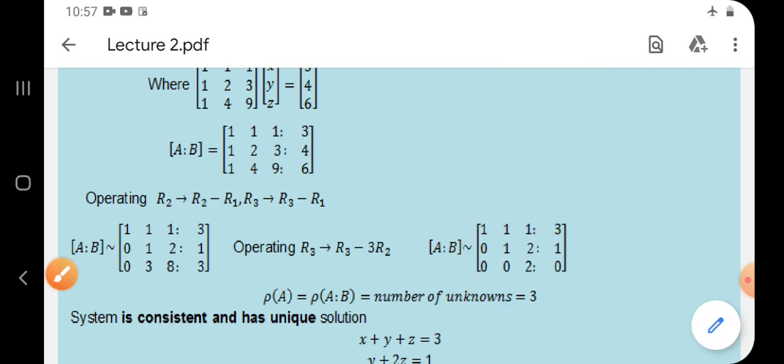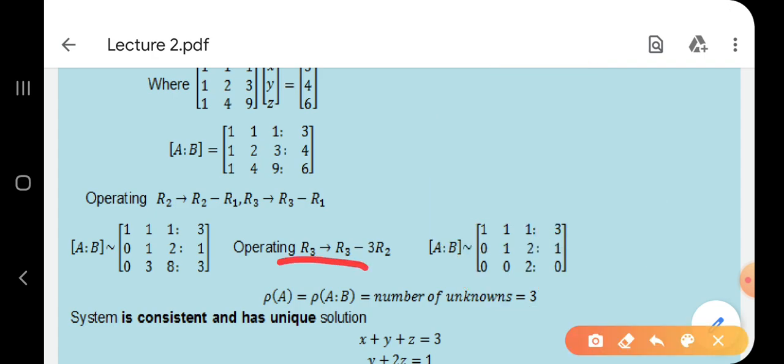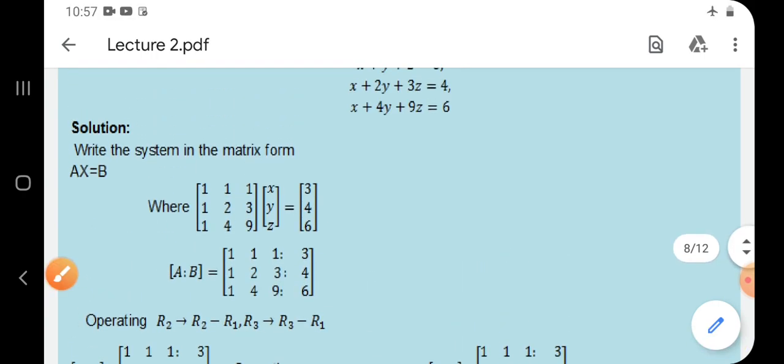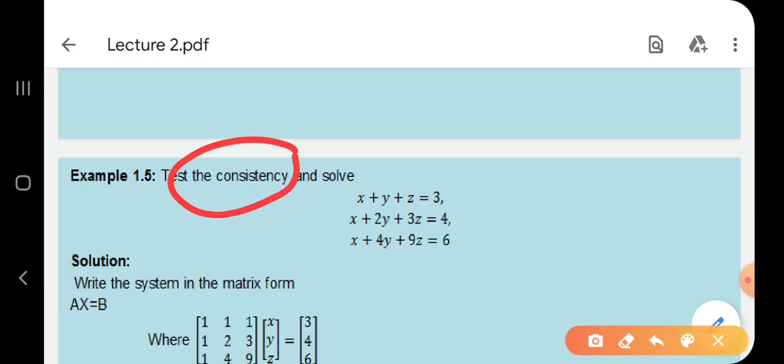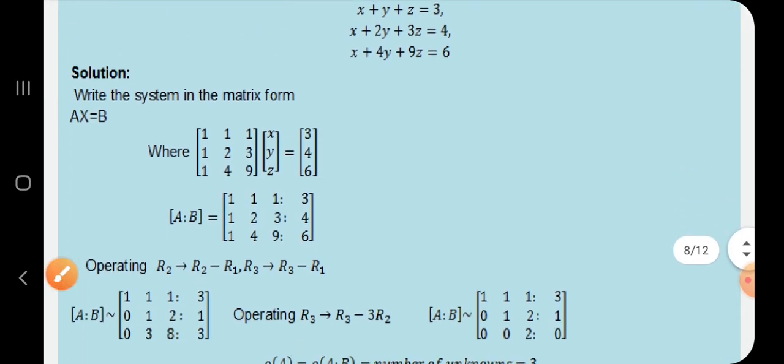Yes, rank of A is equal to rank of AB, means your system is consistent. So our first question is over. Test for consistency: our system is consistent. Okay, now we have to solve it.